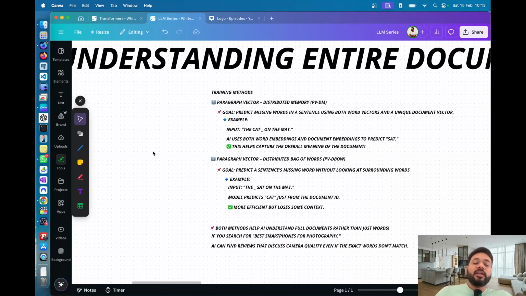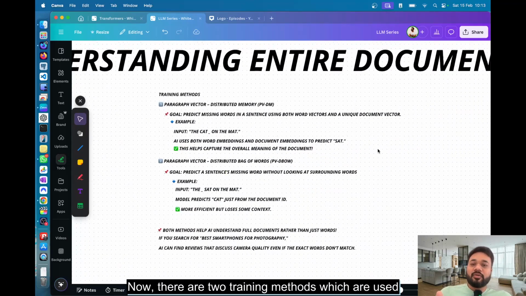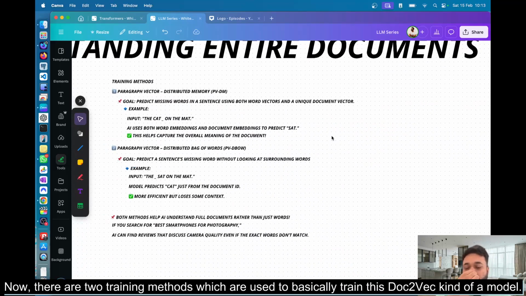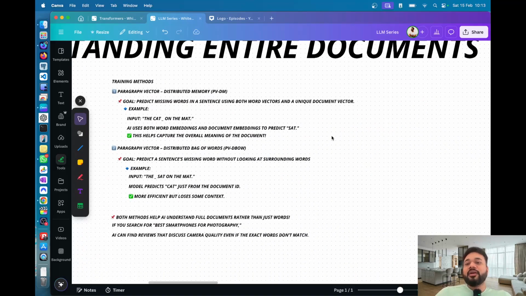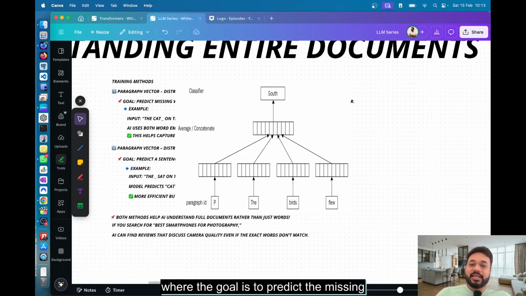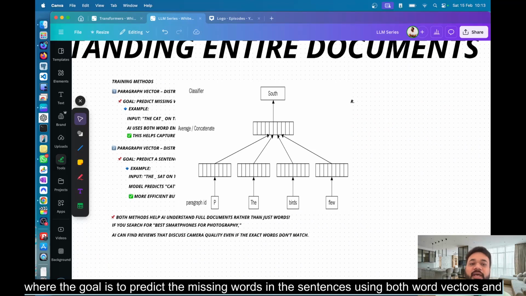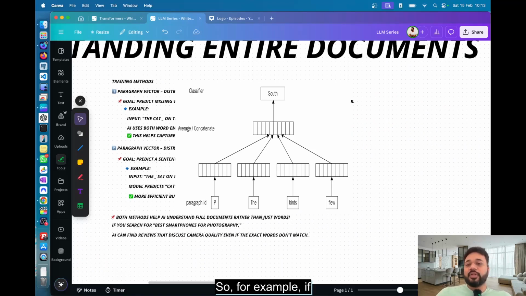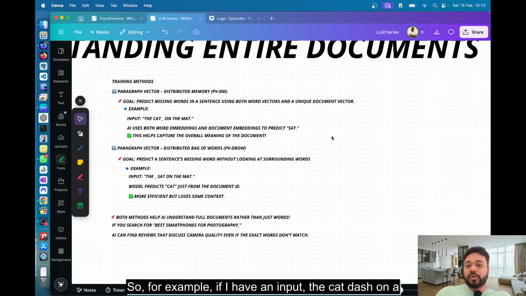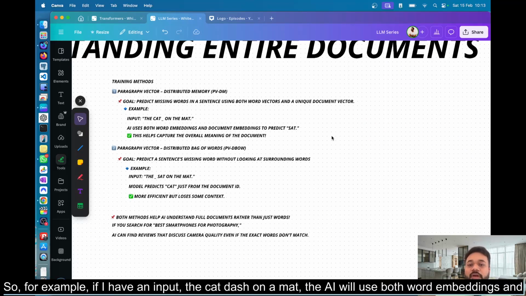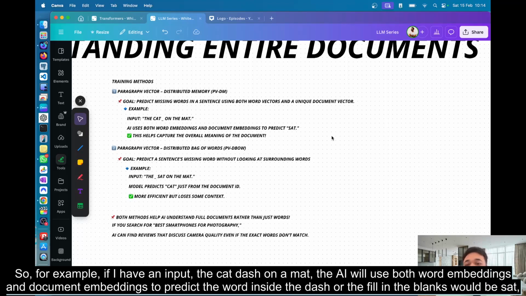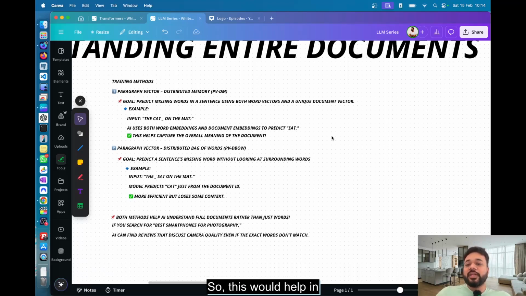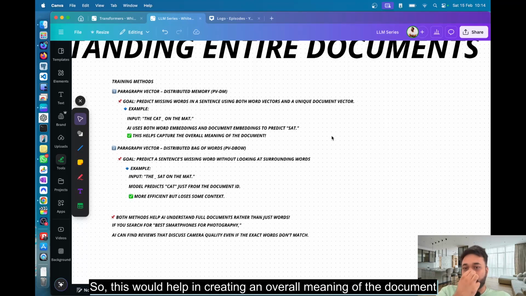Now, there are two training methods used to train this Doc2Vec kind of model. The first one is known as paragraph vector distributed memory, or PV-DM for short, where the goal is to predict the missing words in the sentences using both word vectors and a unique document vector. For example, if I have an input, the cat dash on a mat, the AI will use both word embeddings and document embeddings to predict the word in the dash, or the fill in the blank, which would be sat, right? This helps in creating an overall meaning of the document itself.